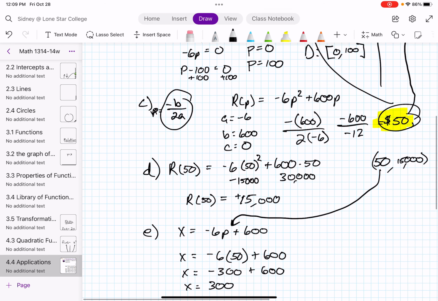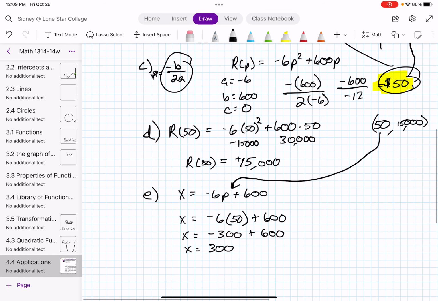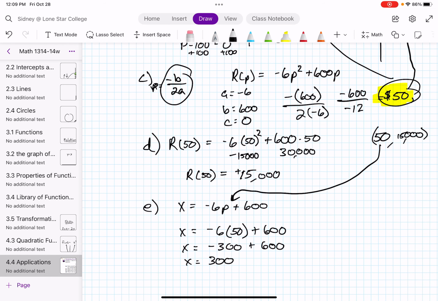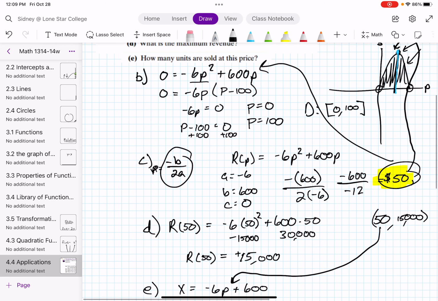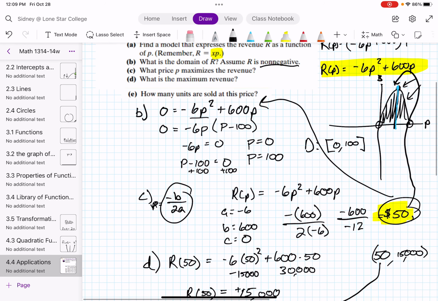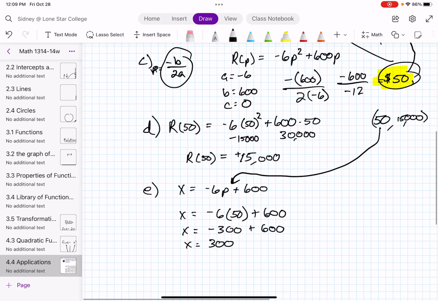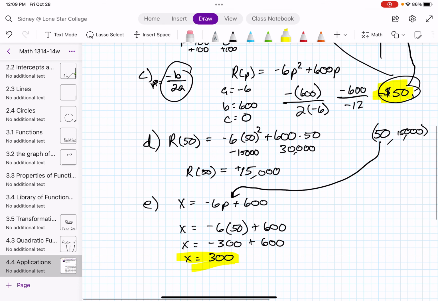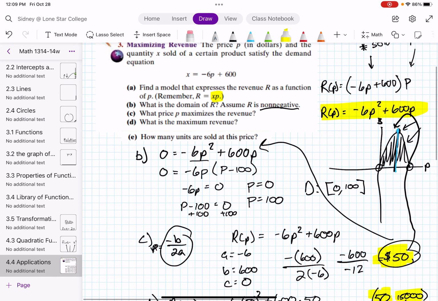So we are taking what we know about parabolas, maximums, minimums, how to find the vertex, all those skills we talked about in 4.3, and we are now using them to solve real-world problems. So we have 300 units sold. We have the max revenue at $15,000. We have the price that maximizes revenue at $50 apiece.